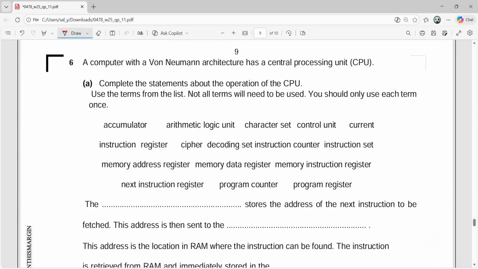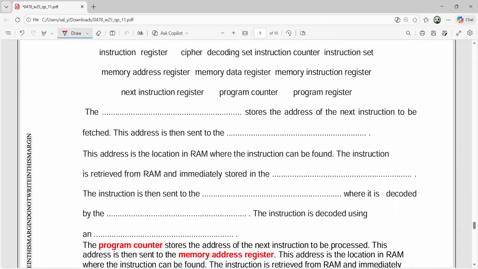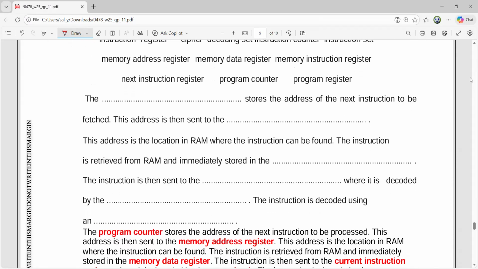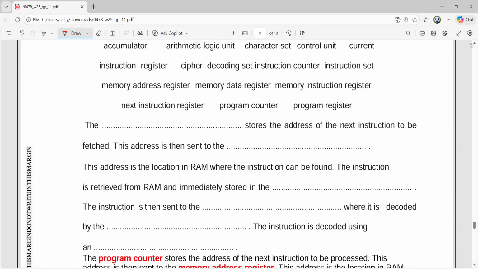Accumulator, arithmetic logic unit, character set, control unit, current instruction register, cipher, decoding, set instruction, counter, instruction set, memory address register, memory data register, memory instruction register, next instruction register, program counter, program register. So these are the terms, and the paragraph is where the blanks are.